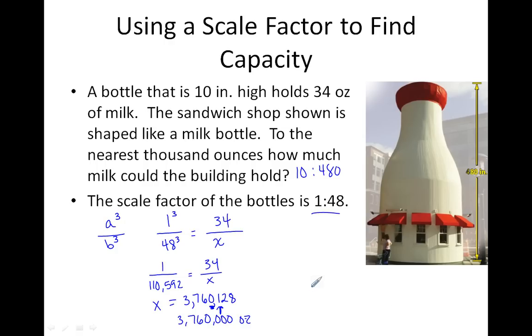Again, remember, for a scale factor of A to B, area is A squared over B squared. Volume is A cubed over B cubed. Perimeter, going back to the previous chapter, is A over B.